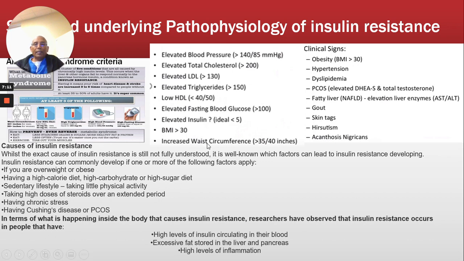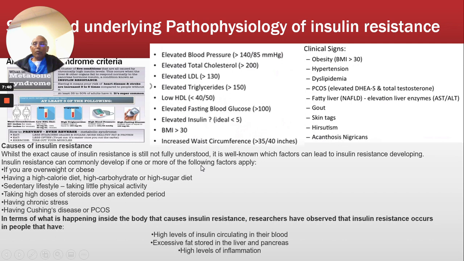Obviously, all this is going to be a problem that leads to complications of elevated insulin, elevated BMI, and increased waist circumference, leading to hypertension, dyslipidemia, PCOS with elevated DHEA and testosterone levels, fatty liver, gout, skin tags, hirsutism, and skin discoloration and acanthosis nigricans that can be seen. So these are all clinical signs.